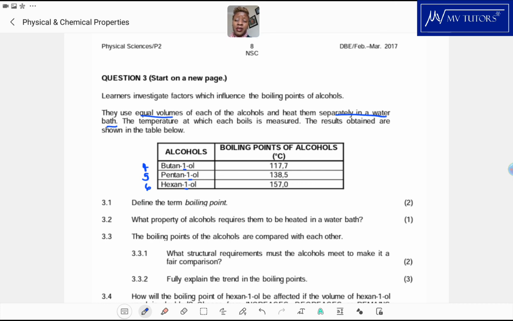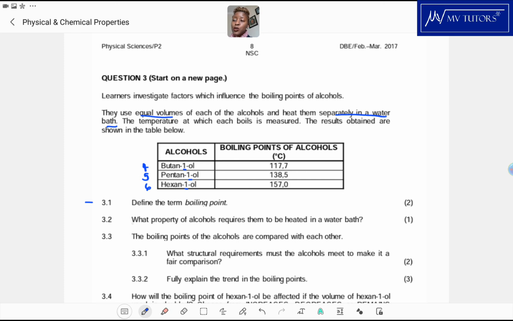We had already covered that, so I'm not going to write it down. I'm just going to say it. So, right, it's the temperature at which a substance turns from a liquid to a gas, or you could say it's the temperature at which vapor pressure is equal to atmospheric pressure. Okay, so we're done with that.